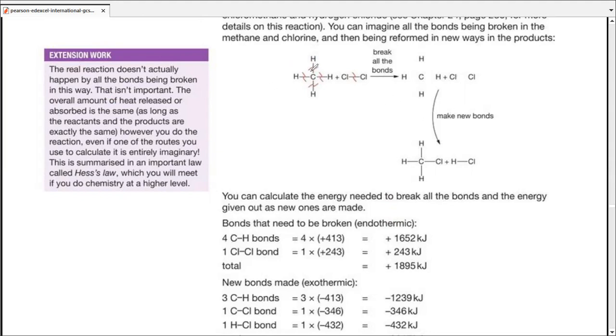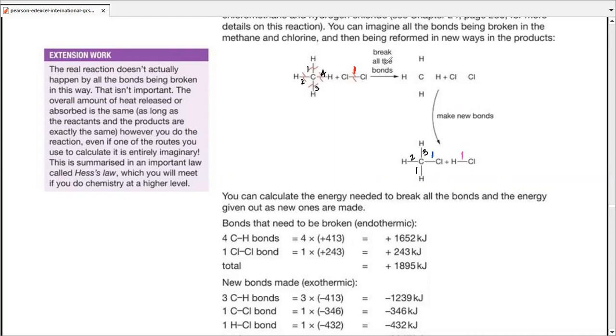Take a look. This has 1, 2, 3, 4 carbon-hydrogen bonds and 1 chlorine-chlorine bond. Okay, let's actually color them differently. 1 chlorine-chlorine bond. Let's give it a red color. Now, for the products, you have 1, 2, and 3 carbon-hydrogen bonds. You don't have any chlorine-chlorine bonds. You have 1 carbon-chlorine bond, and you have 1 hydrogen-chlorine bond.